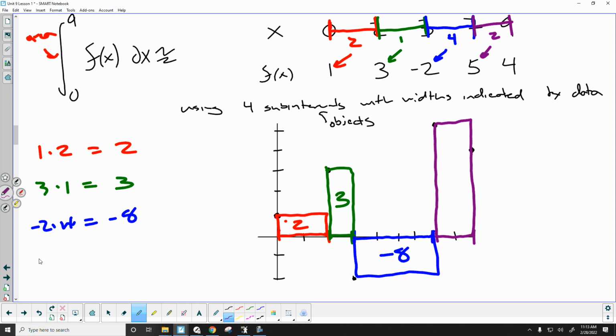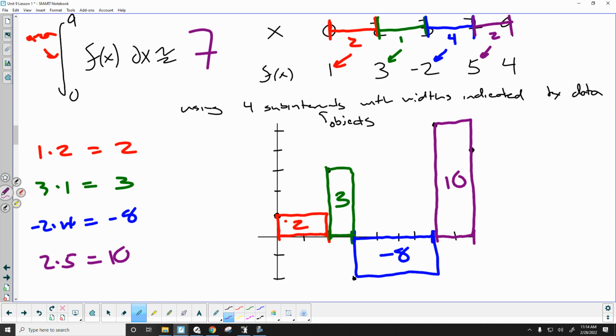With 2, height 5, that's 10. Okay? So what's my answer? Yeah, you just add all these up, like this plus this plus this plus this. 7. This is my approximation for my area.